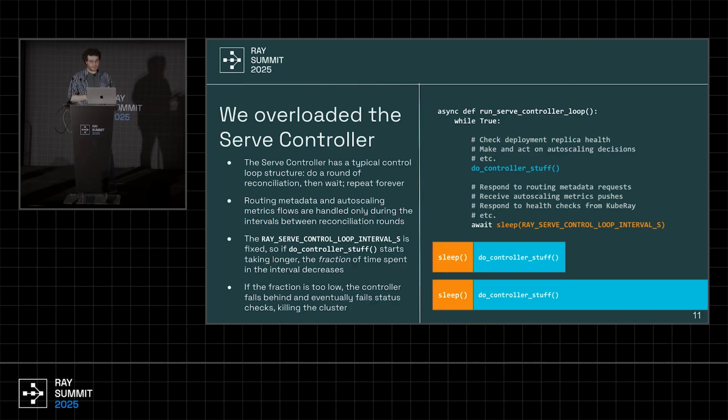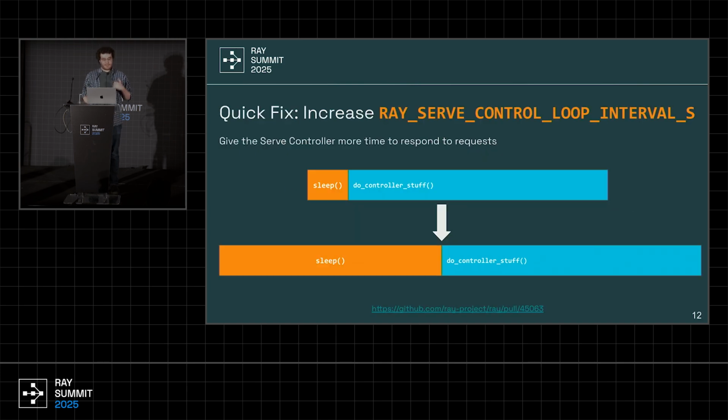If this interval gets too low, then the controller is going to fall over. So we panicked, and we did a quick fix. The quick fix is that we made this sleep interval configurable. Previously, it wasn't. It was fixed to 100 milliseconds, but we did a quick upstream PR to make it so that you could actually configure this.